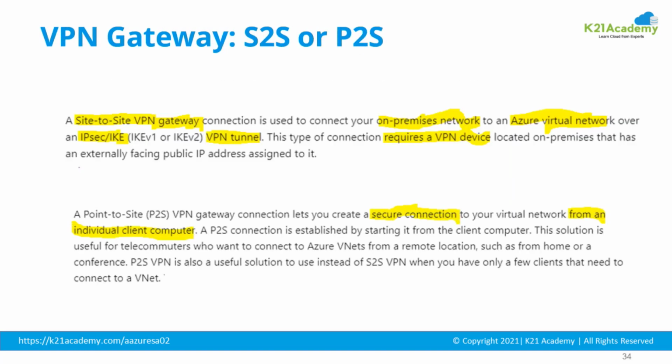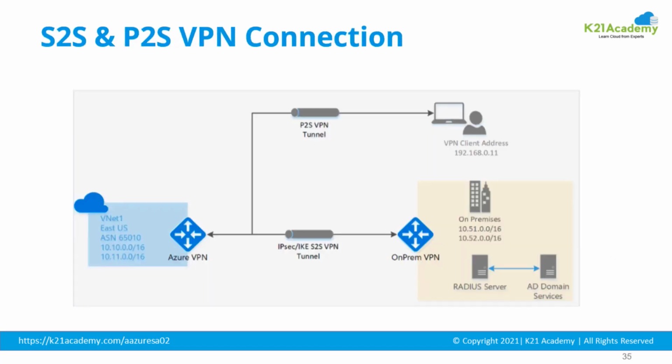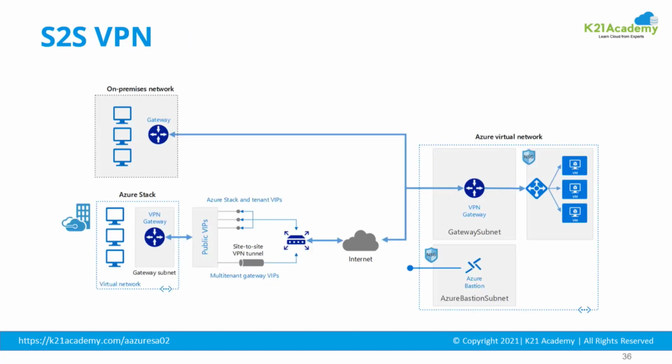Whereas point-to-site is a VPN gateway connection that lets you secure a connection from your virtual network to an individual client computer, which could be my laptop or your laptop. On that individual client laptop, you're going to install a client like OpenVPN. If you're part of our Azure Administration AZ-104 course, there'll be a lab activity guide to perform this. So this is my site-to-site and point-to-site VPN connection.